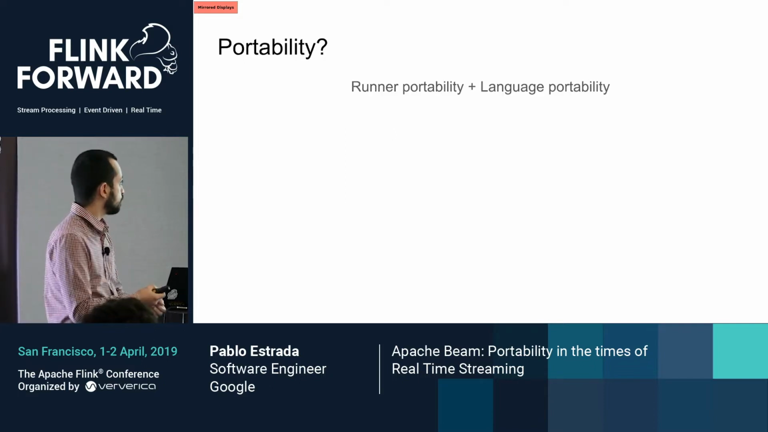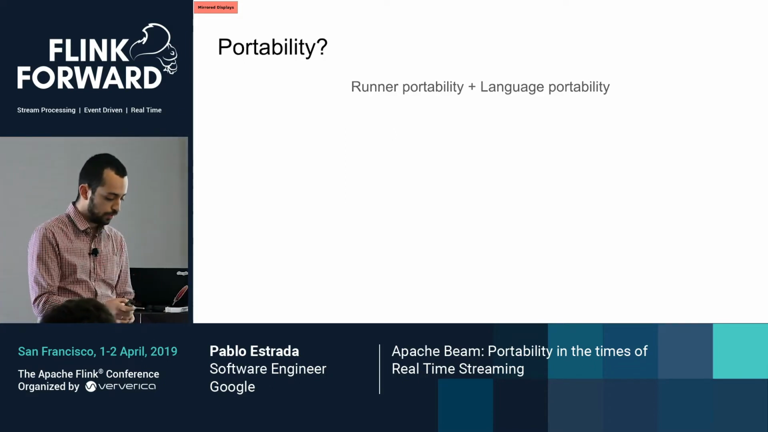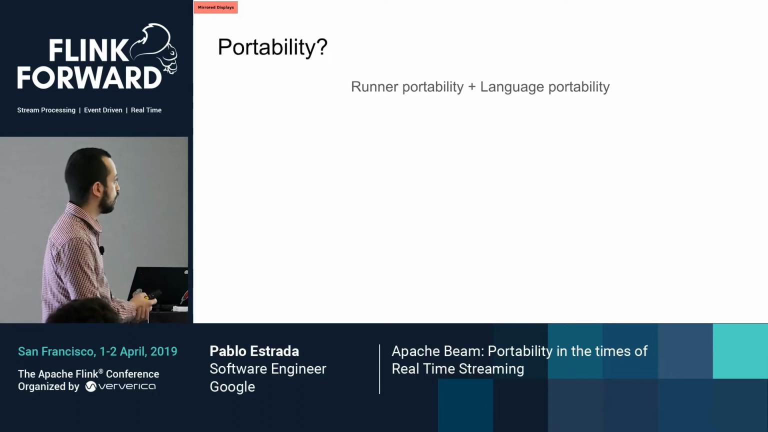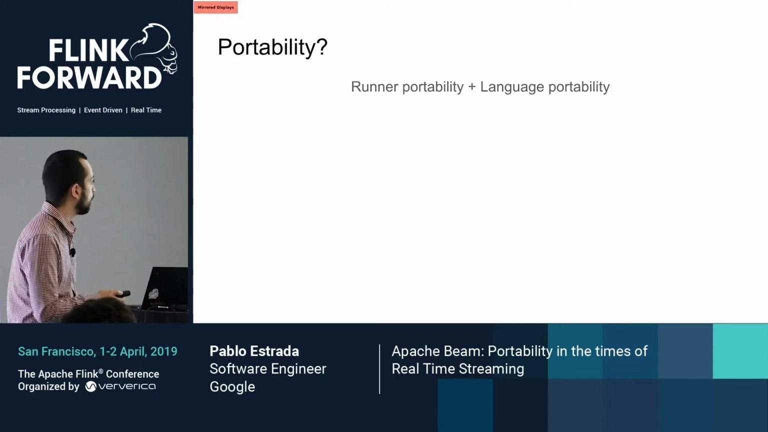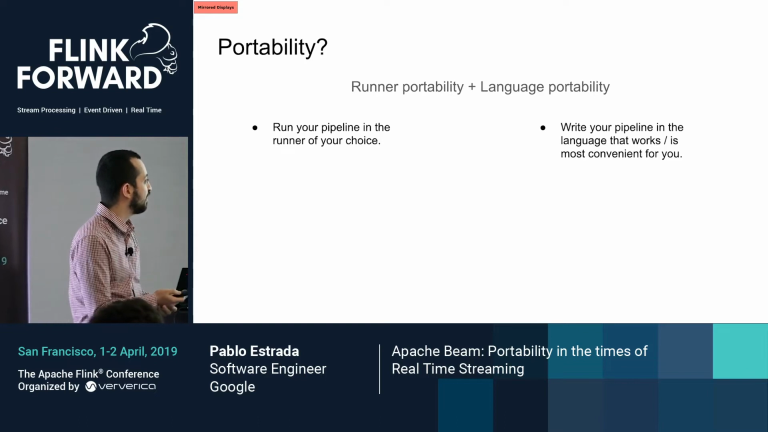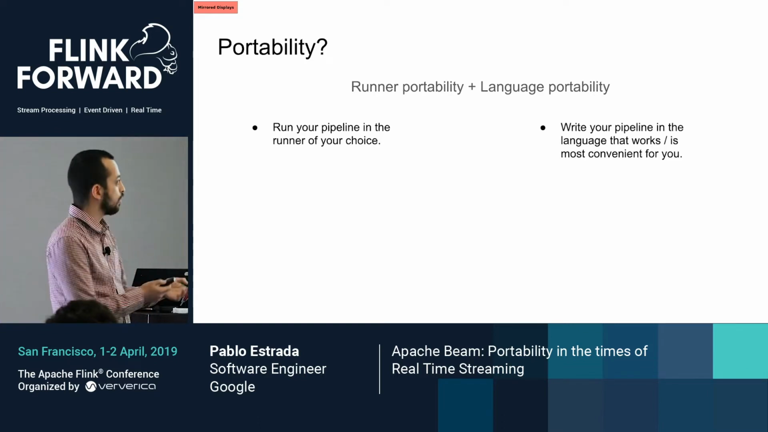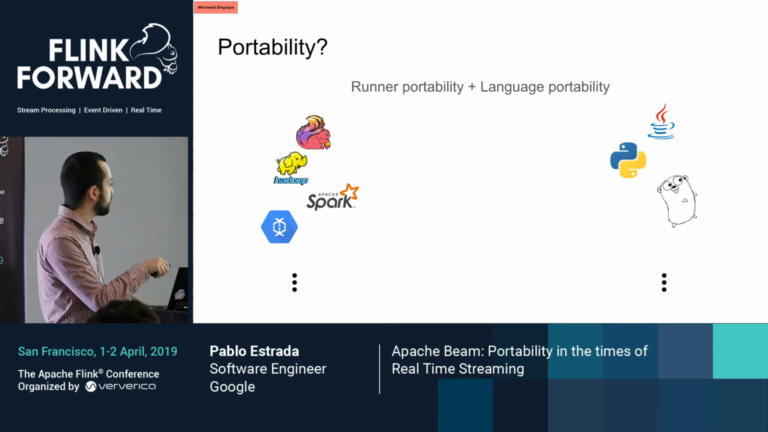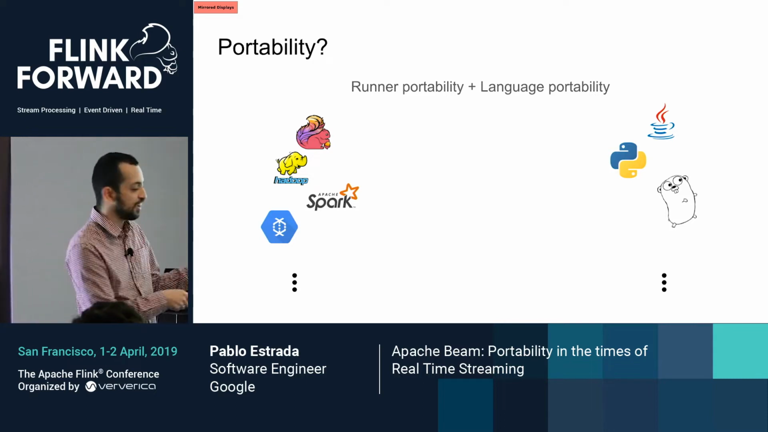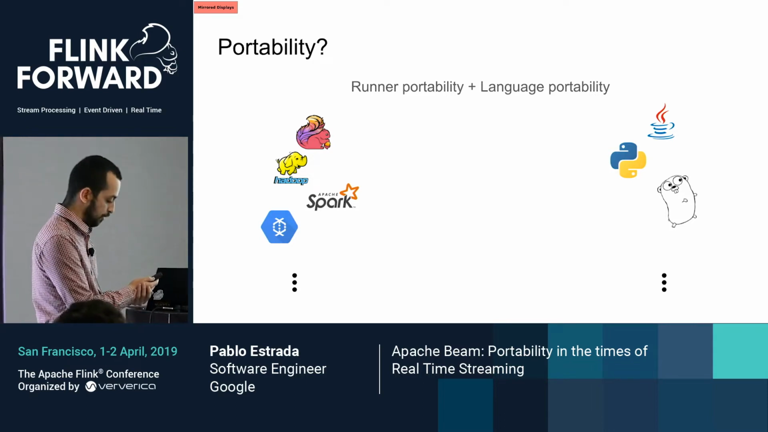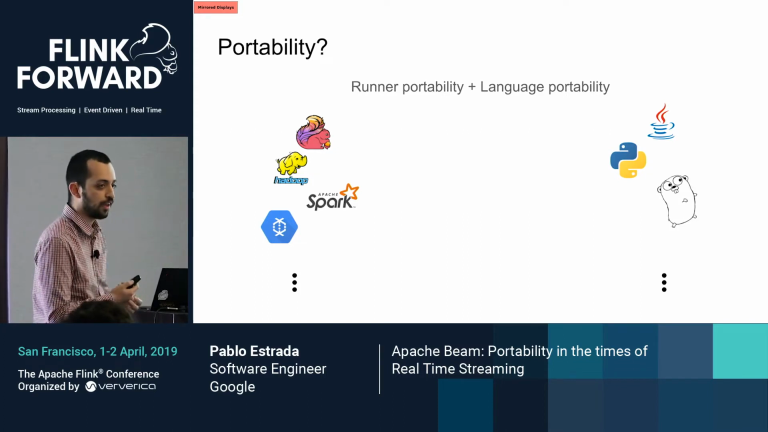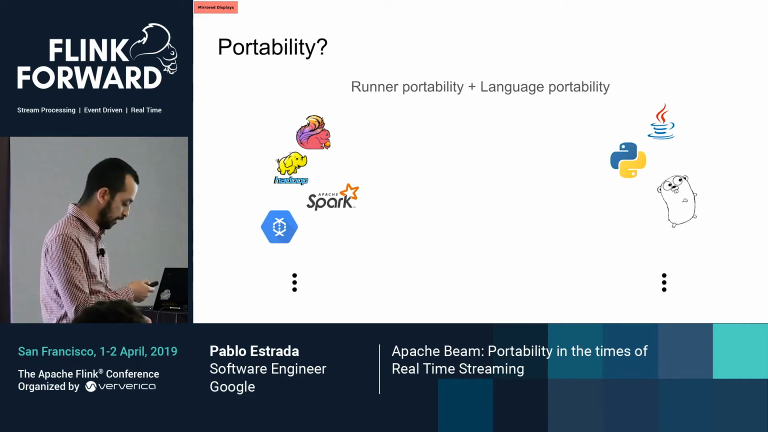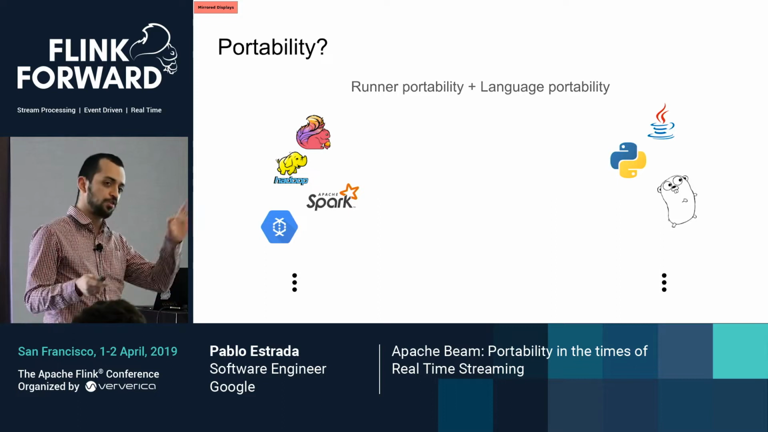What do we mean by portable? Ideally, you should be able to write your pipeline in Beam and run it on any runner, and write it in any language of your choice. As of today, we have some portability on these runners and some portability on these languages. So Beam does have a Java, Python, and a Go SDK, and there are runners for Flink, for Hadoop, Spark, and Dataflow. Dataflow is the Google Cloud batch and streaming engine.